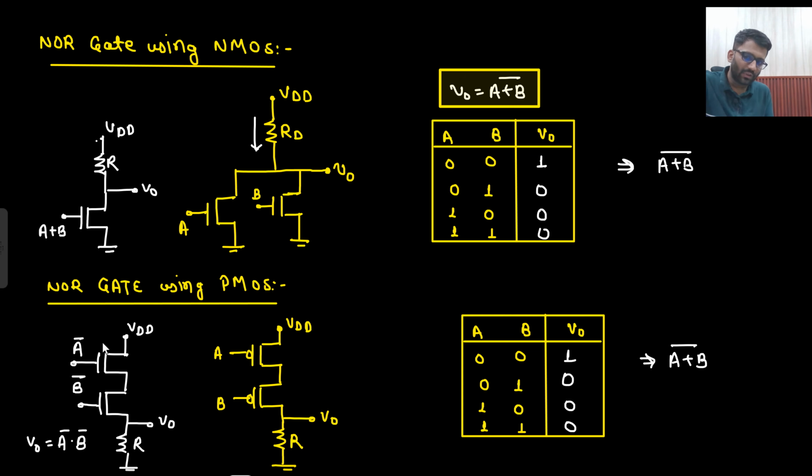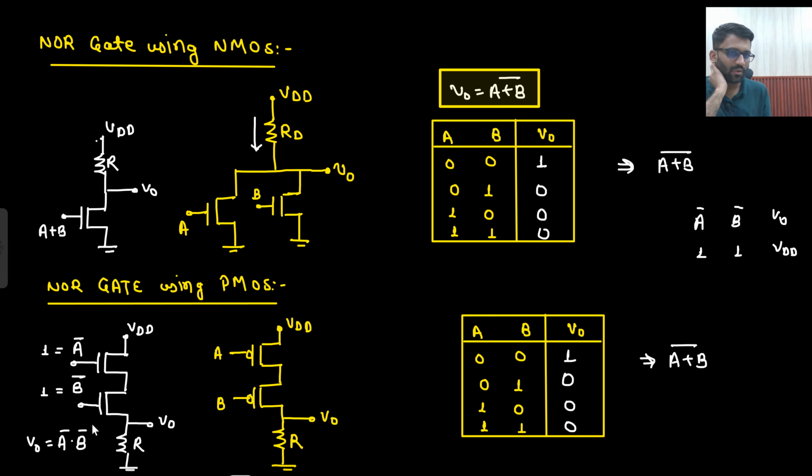Tell me one thing, if both are on, that means if A bar is 1 and B bar is 1, then what will be delivered at the output? A bar is 1 and B bar is 1. That means at the NMOS you are having 1 1. So what will be delivered at the output? VDD. So V naught will be 1. Basically if A bar is 1 and B bar is 1, then V naught will be equal to VDD.